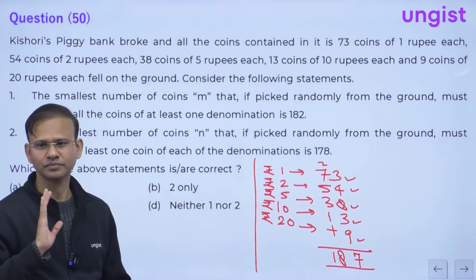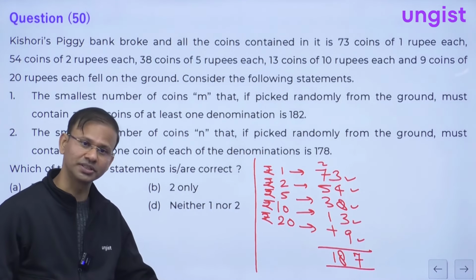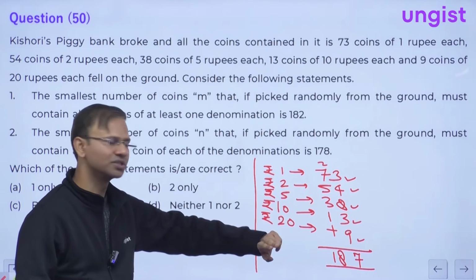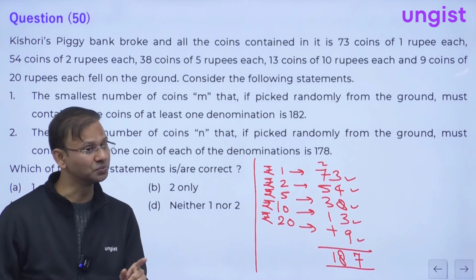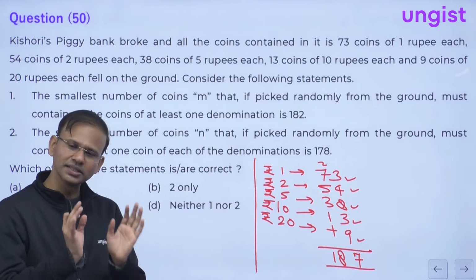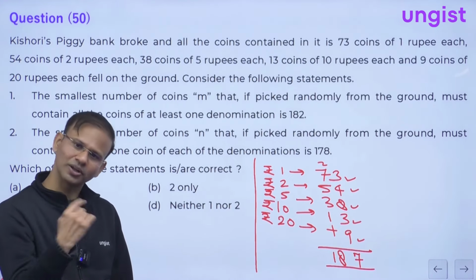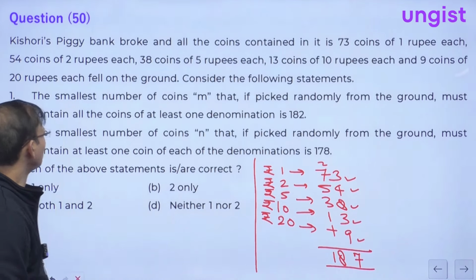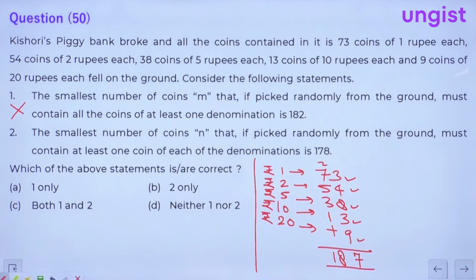Guys, yes or no? Right? Hope you remember the last year's question. Very same logic. Right, I repeat, one from each denomination. So total minus 5 will be 182. So if you collect 182 coins from the ground, still it is not guaranteed that you have collected one denomination complete. It may be that of all the denominations, one coin is still there on the ground. Right? So, this statement is not correct. Getting it, everyone? Correct? Now, the next question.